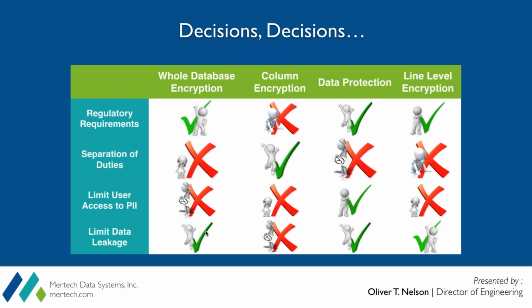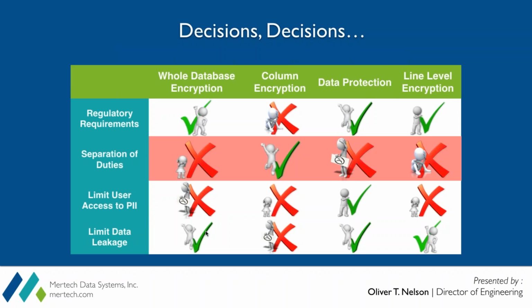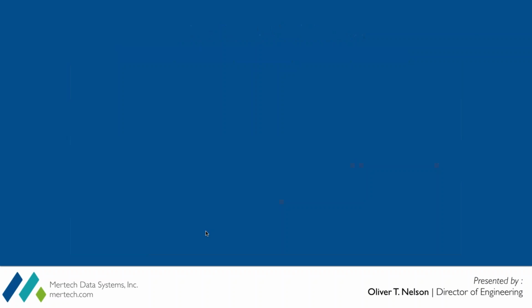One thing you'll notice in this table, though, is this column. The only thing that handles separation of duties that I mentioned here is column level encryption, and as I said before, I am not a big fan of column level encryption. So are there any other options available for this? There are.